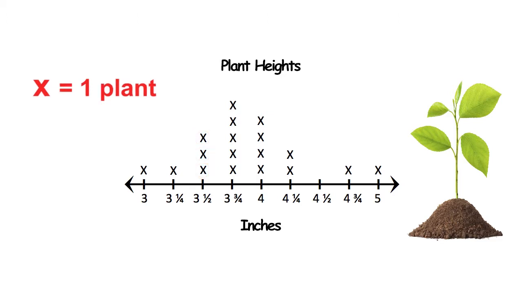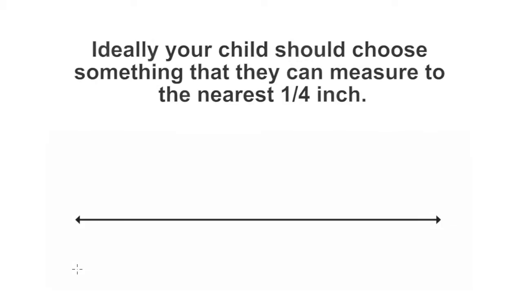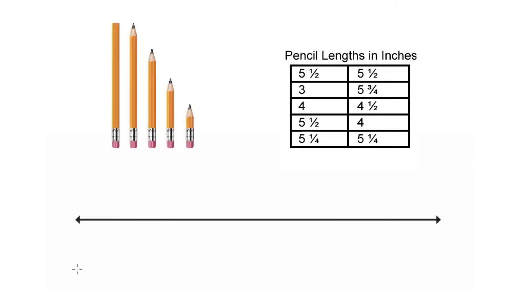Now that you're familiar with what a line plot looks like, let's create one. Ideally, your child should find something that they could measure on their own to the nearest quarter inch, so they could practice their measurement skills. Let's look at some data we have already collected. Students in our class measured the length of their pencils to the nearest quarter inch. Shown is the result of their measurements.